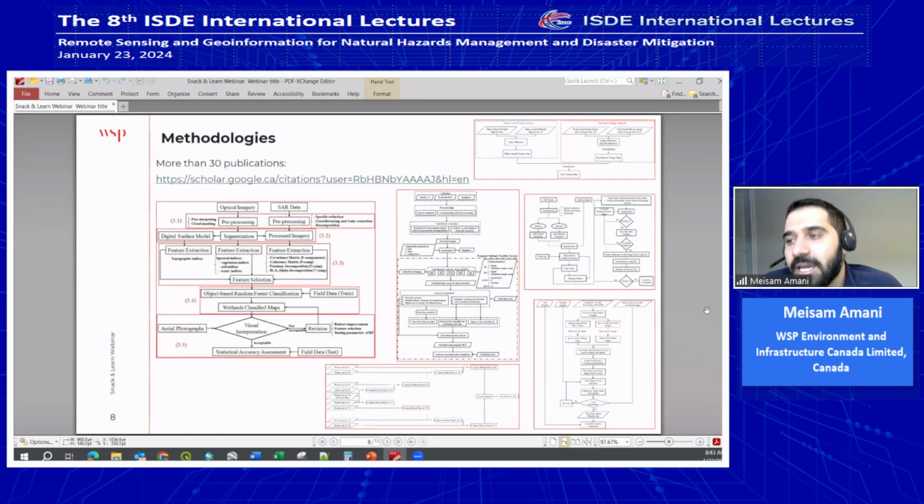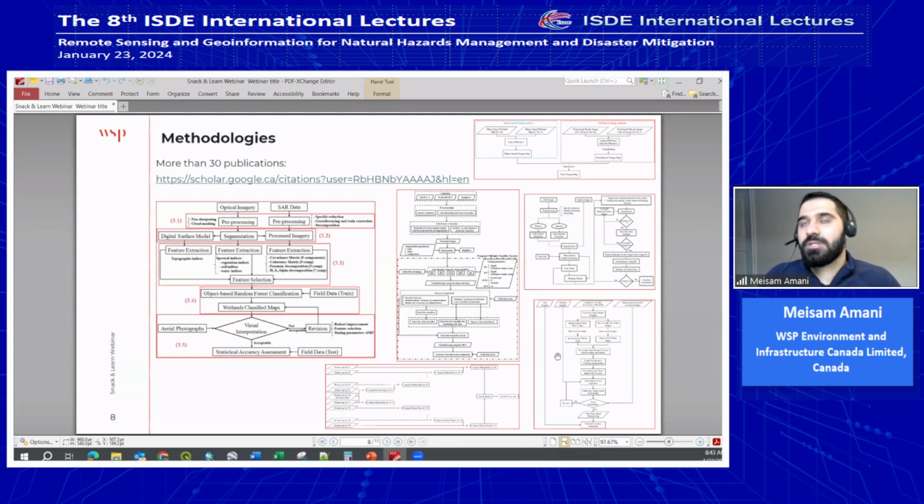For the methodology, in this slide you see some of the flowcharts of the methods that we have so far developed for both wetland mapping and change assessment. I'm not going into the detail of these flowcharts. I will just provide a summary of the most optimum methodology for wetland mapping in the next slide. But if you need any more details about this methodology, you can look at my Google Scholar profile, which has over 30 articles on wetland mapping and change assessment over the past 9 years.